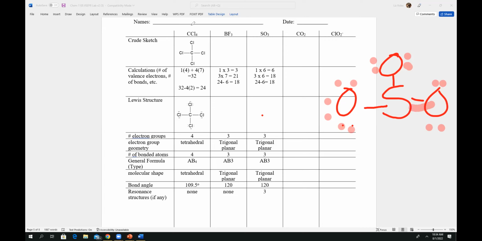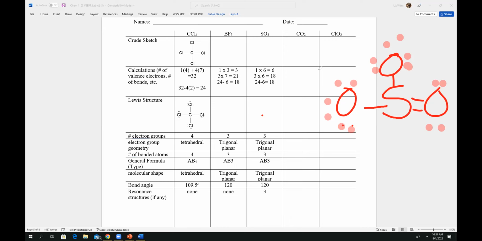Oops, wrong one. Undo that one. And now do the big ones. Okay. See? So it can run around in 3 different spots. So that's why we say we have 3 resonance structures.